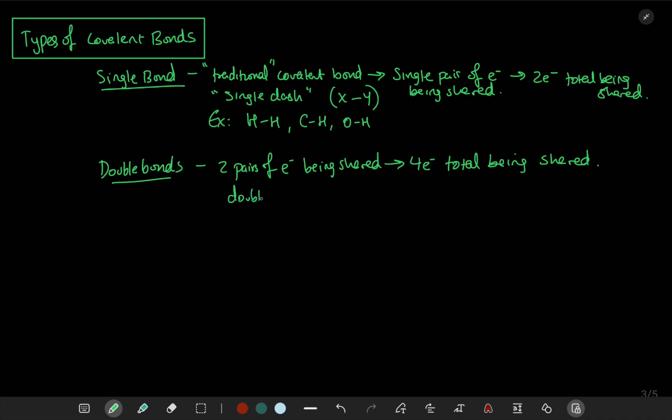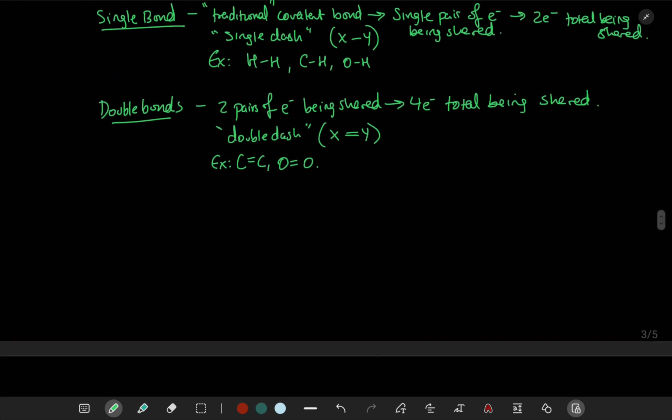So double dash, and it's going to look like X double bonded with Y, right? Some examples of a double bond are a carbon-carbon double bond, and you can also have oxygen-oxygen double bonds. Okay, so in a double bond, again, it's 2 pairs of electrons being shared, meaning 4 electrons total. 2 electrons will come from one atom, 2 electrons will come from the other atom.